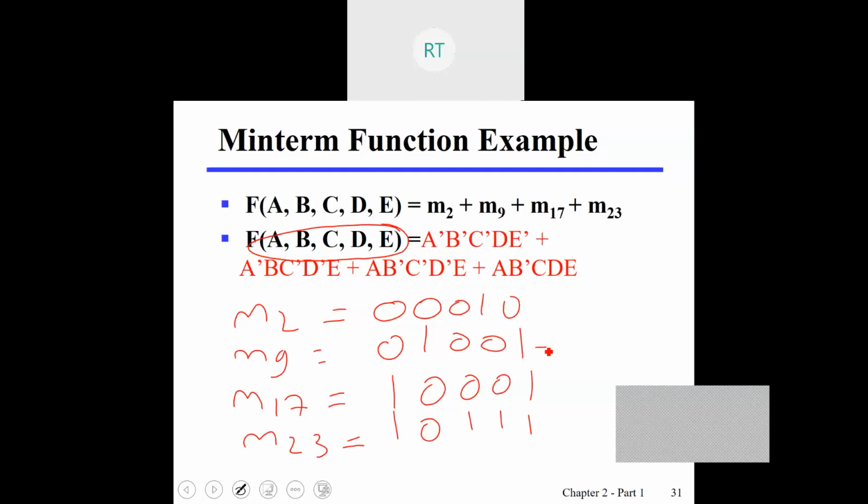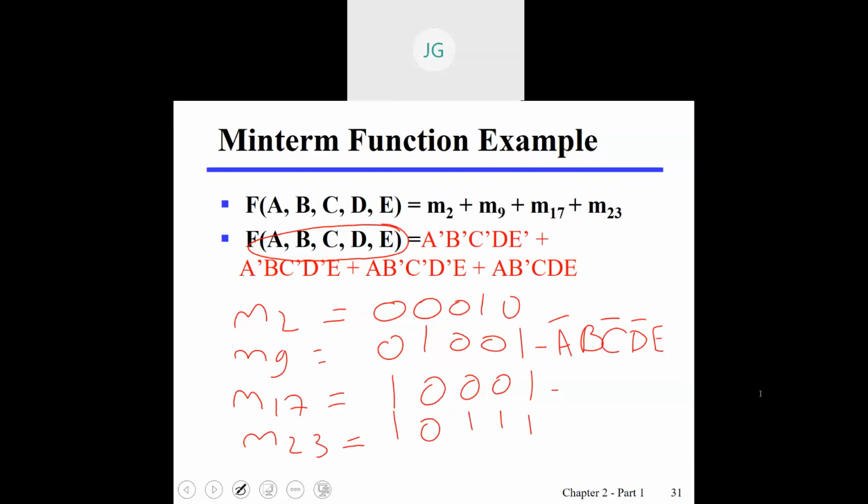By looking at this place here, how do you write it? It will be A bar, B, C bar, D bar, E. Very good. How about this? A, B bar, C bar, D bar, E. You got the idea? So this is how you do min terms. We move now to max terms.